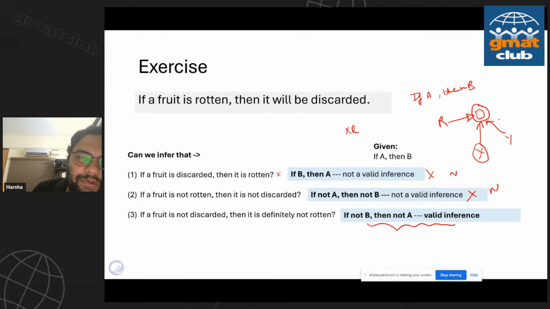So if I give you the scenario that the fruit is not discarded, then definitely it could not have been rotten. Why? If it was rotten, I would have discarded it. So if you notice that I have not discarded it, it logically follows that the fruit was not rotten. So this is what is called "if not B, then not A." Again, very important to keep in mind.